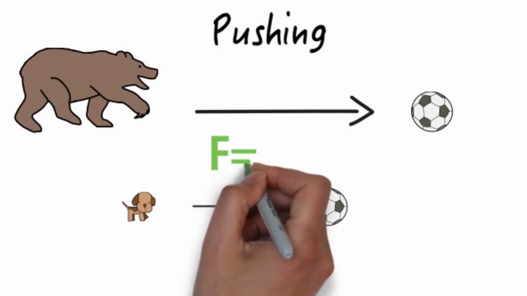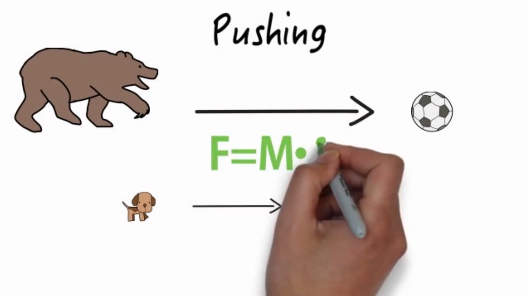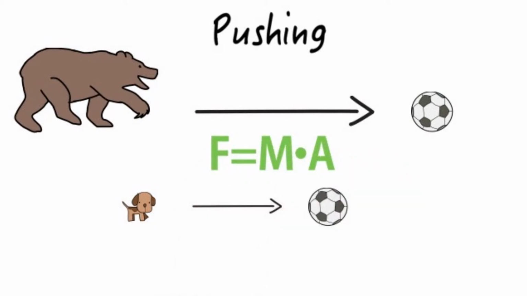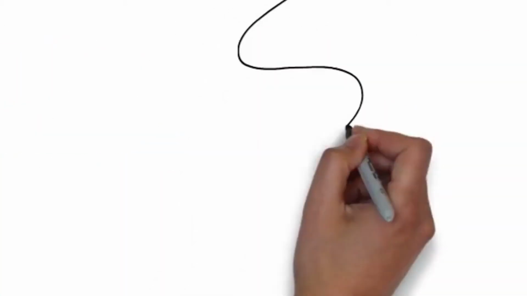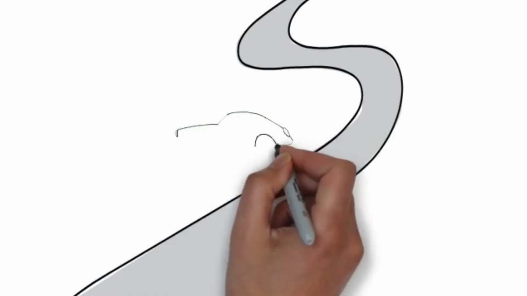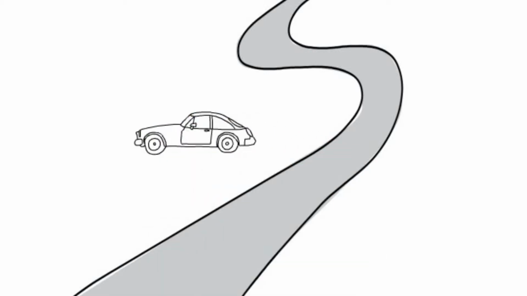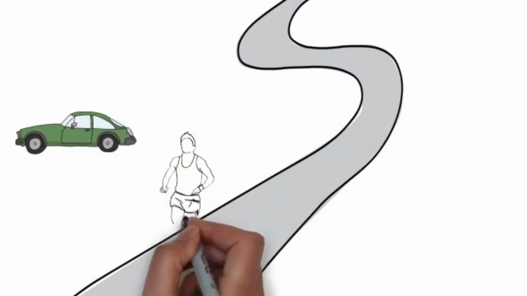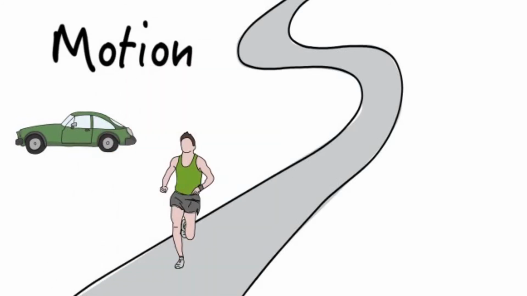We can determine the strength of a force by looking at the mass of the object involved and the acceleration of motion, that is, the rate of change of an object's speed. Motion takes place when something changes its place or position. When a man runs, he is in motion. As we can see, forces produce motion.